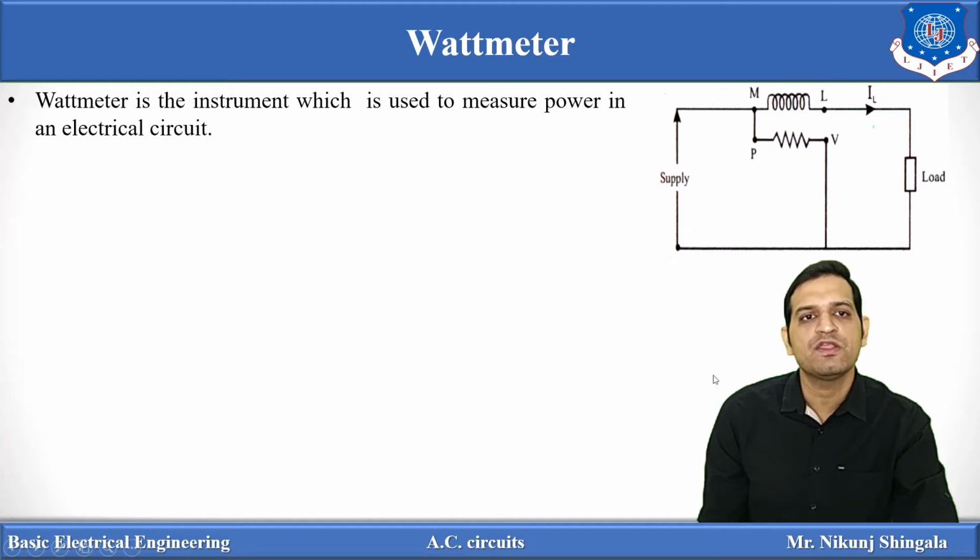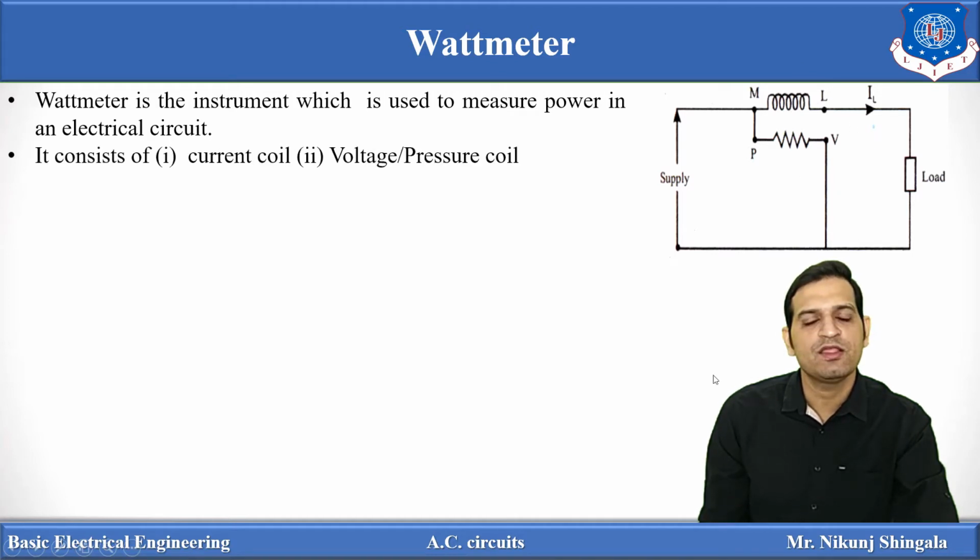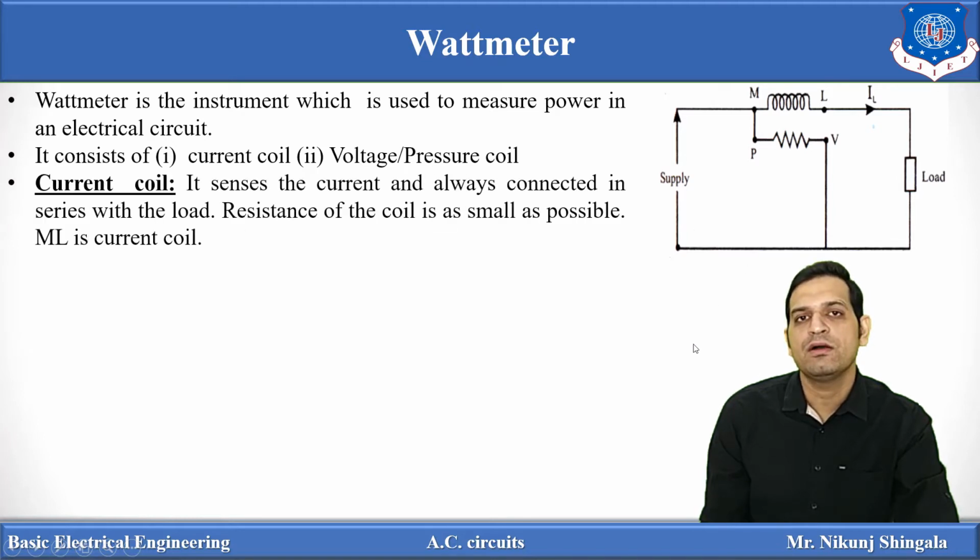You can see here it consists of two coils known as a current coil and a voltage or pressure coil. So here you can see one current coil is there and one pressure coil is there. Now the current coil senses the current of the supply, and it is always connected in series with the load. So here ML is a current coil which is connected in series with the load. It will sense the current flowing through the load, that is IR.